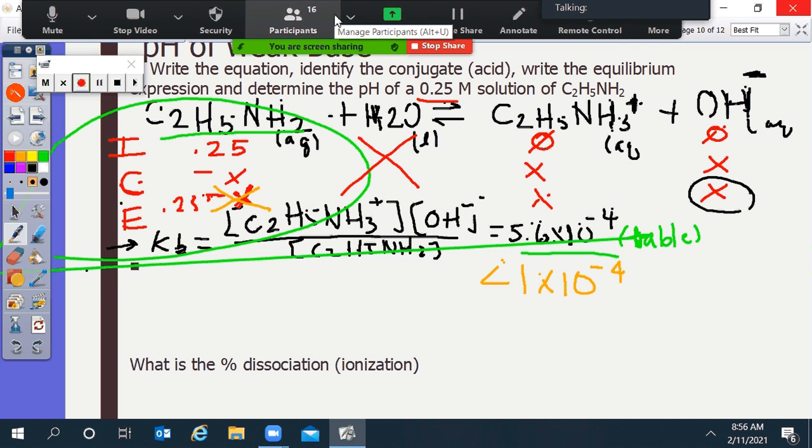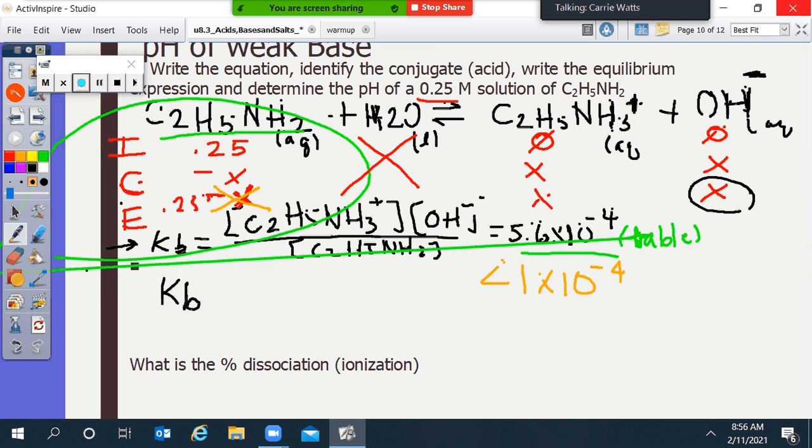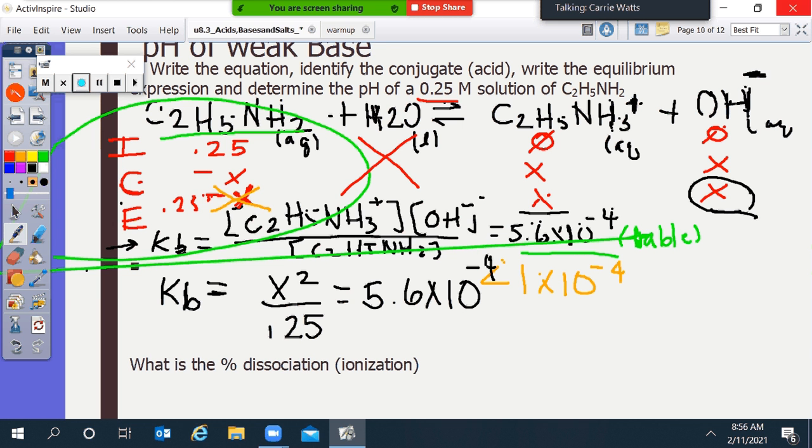Okay, forget it. All right, Kb, I'm just going to write it with the x's. I'm plugging the x's in for the expressions up here. So Kb is x squared, x times x, over 0.25, which equals 5.6 times 10 to the negative fourth. That's from the table. So I'm going to take that 5.6 times 10 to the negative fourth, multiply by 0.25, take the square root of the whole thing, solve for x, and I get x equals 0.012.